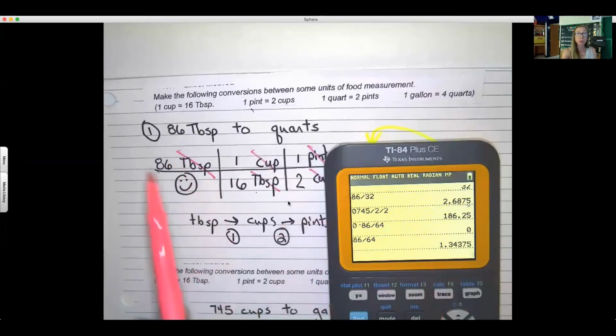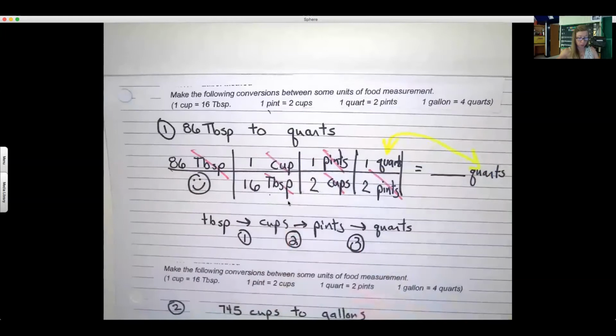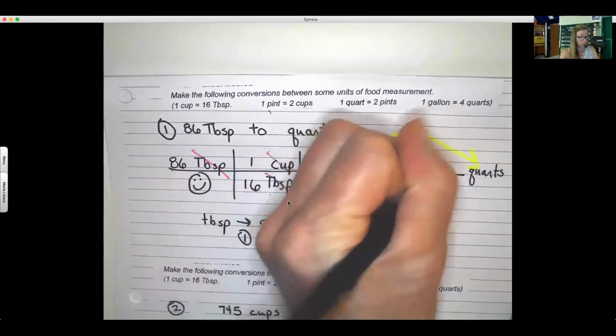So I have two significant figures to start with in a conversion, 86. And so I'm going to round that to 1.3. 1.3 quarts.